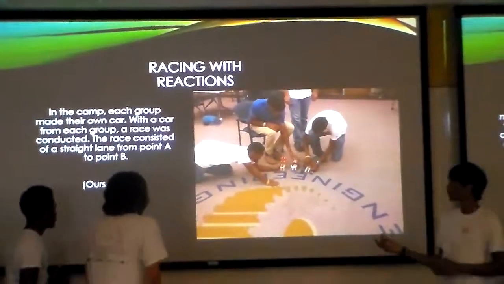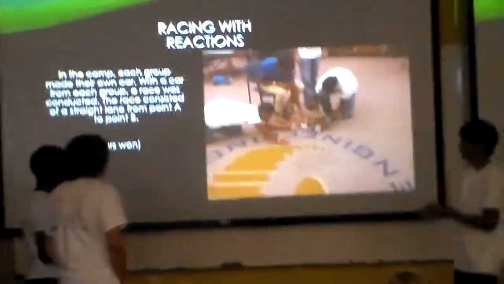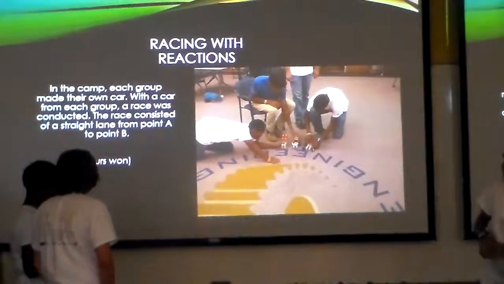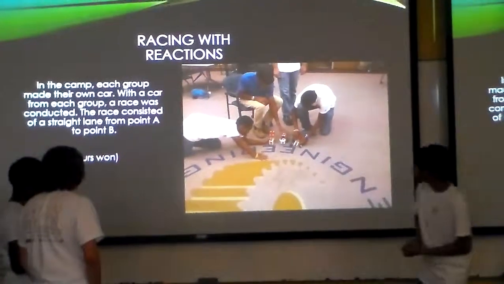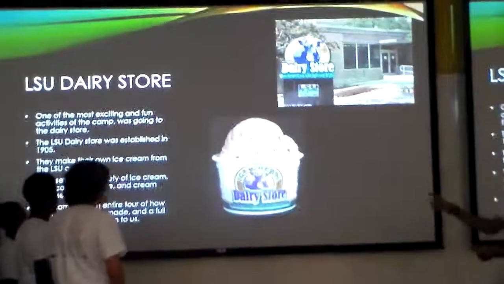So basically, the goal of the race was to get from point A to point B in a straight line, and we largely did. Yeah, and this is a collection of things that we did.